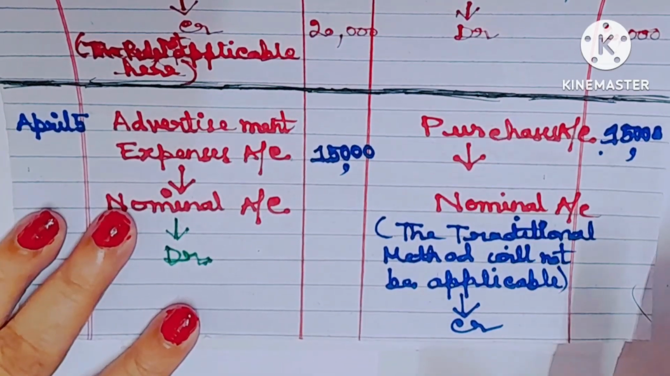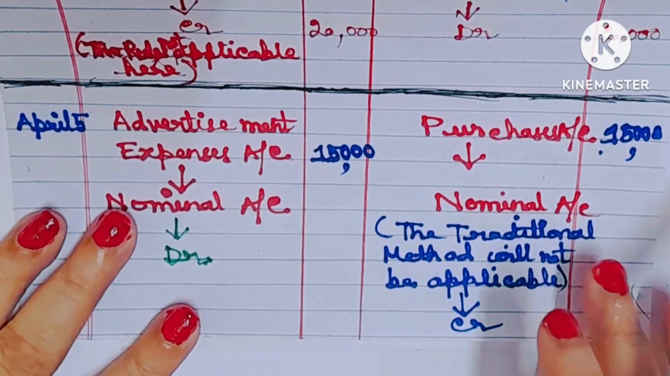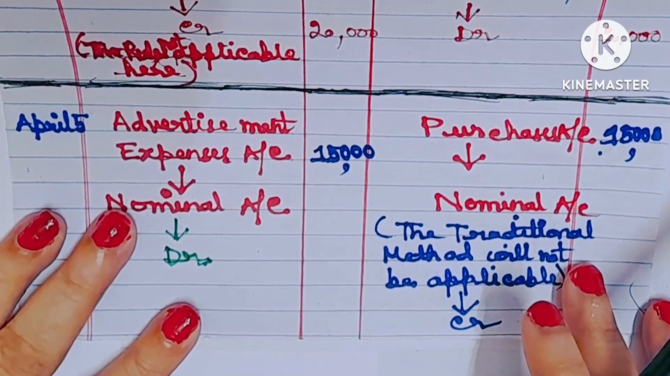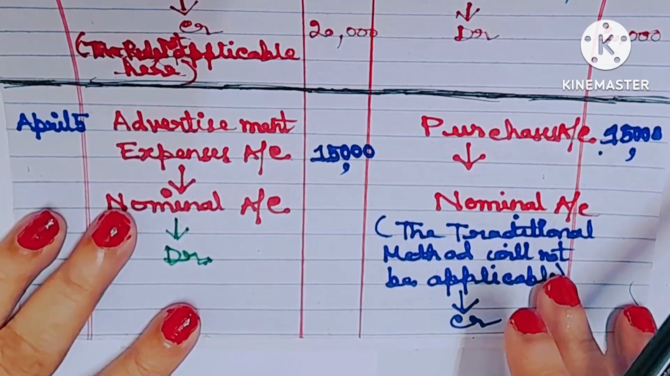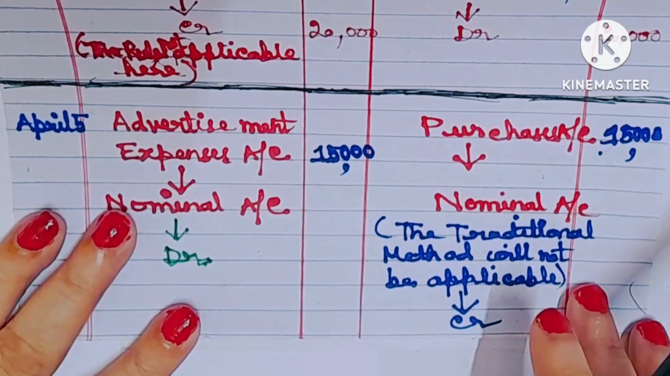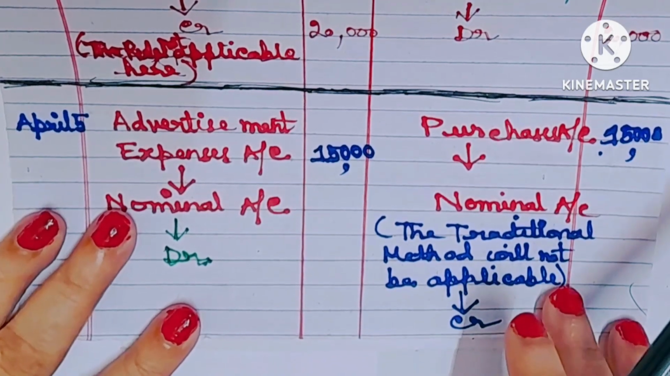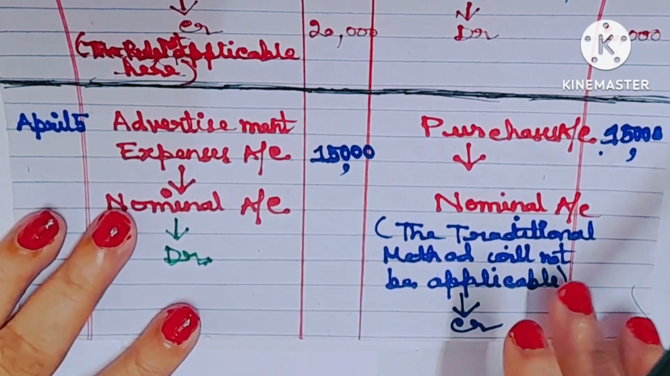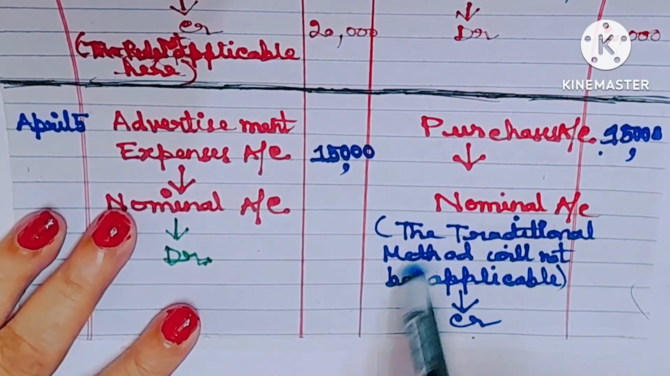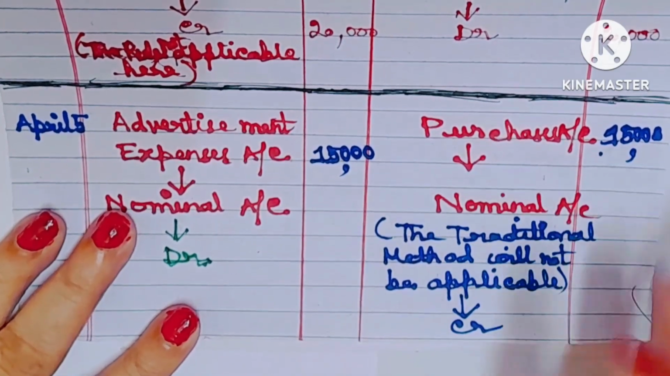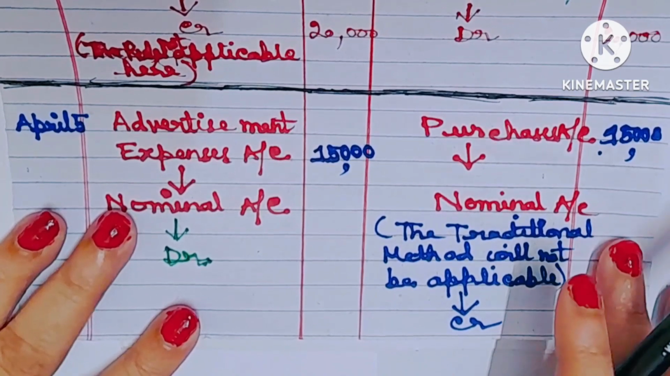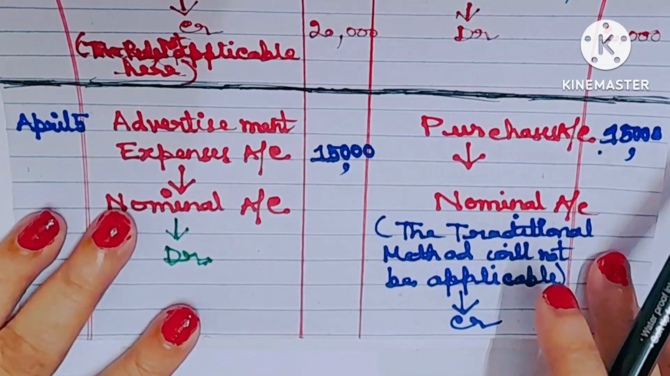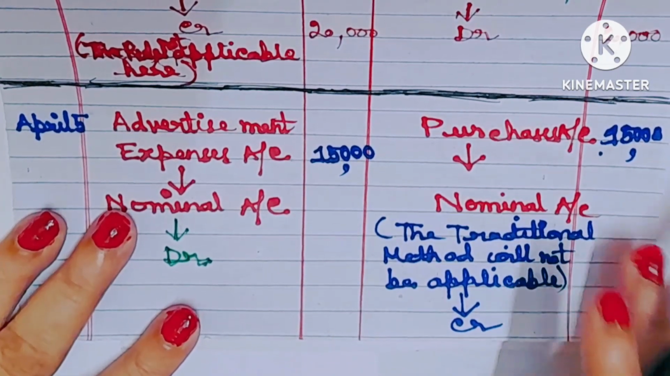Understood? Because we have to reduce the goods worth rupees 15,000 because goods worth rupees 15,000 are no more in the business. These goods worth rupees 15,000 were distributed as free samples. Understood? So we have to credit purchases account. I have discussed it in detail in the first transaction. Okay. Now let's see the third transaction.